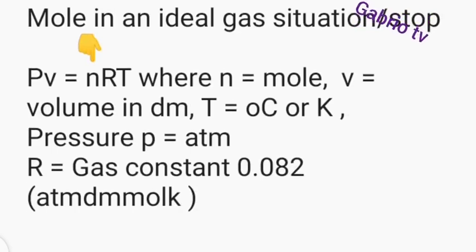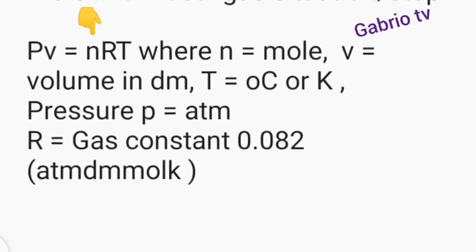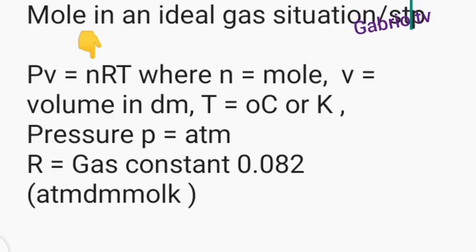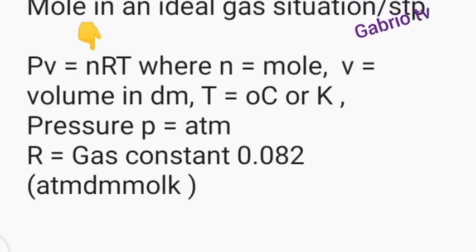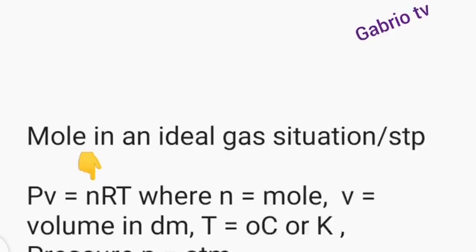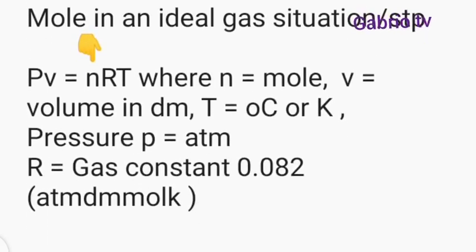And I said lastly that we can have mole in an ideal gas situation, at STP. And the formula there is what? PV equals to nRT, where n there is the mole, and V equals the volume in dm cube, T either degrees Celsius or Kelvin, P in atmosphere, then R, that's the gas constant. So if you make n the subject of the formula, PV equals to nRT, then we have n equals what? PV over RT. Then you calculate your mole in an ideal gas situation. So that is the concept of mole.